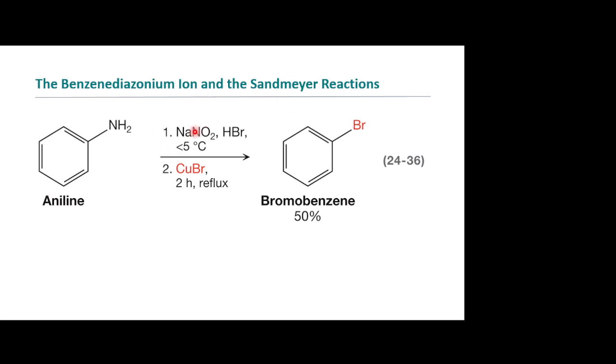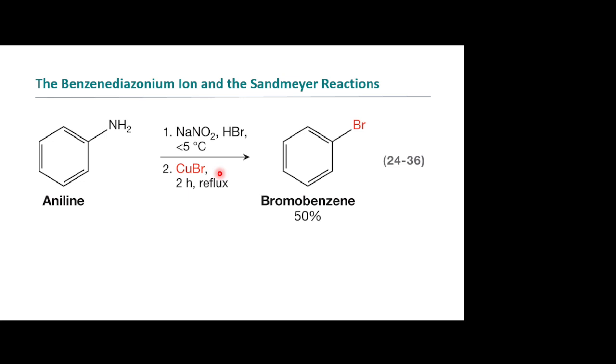So this right here is going to be sodium nitrite, NaNO2, and HBr. Notice this actually has to be below 5 degrees Celsius. Everybody knows how to get 5 degrees Celsius or below, right? Yeah, it's the typical ice bath where you put too much water in it.